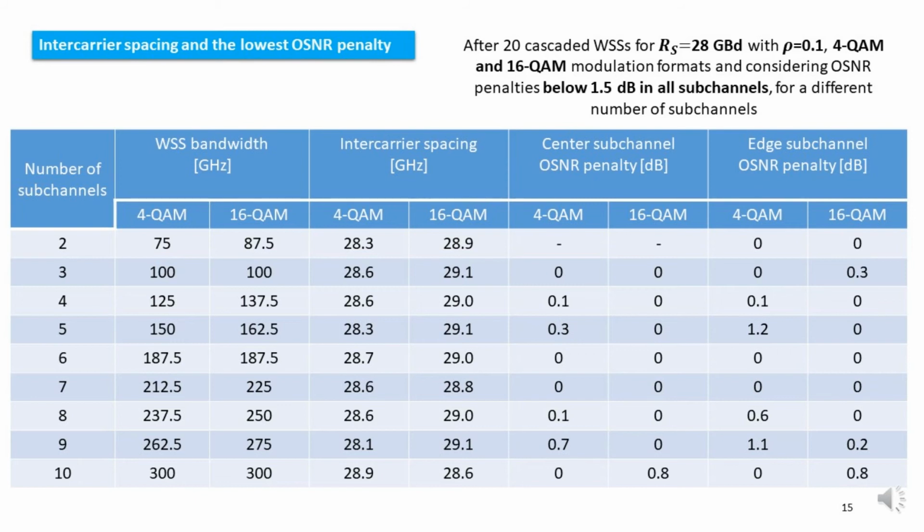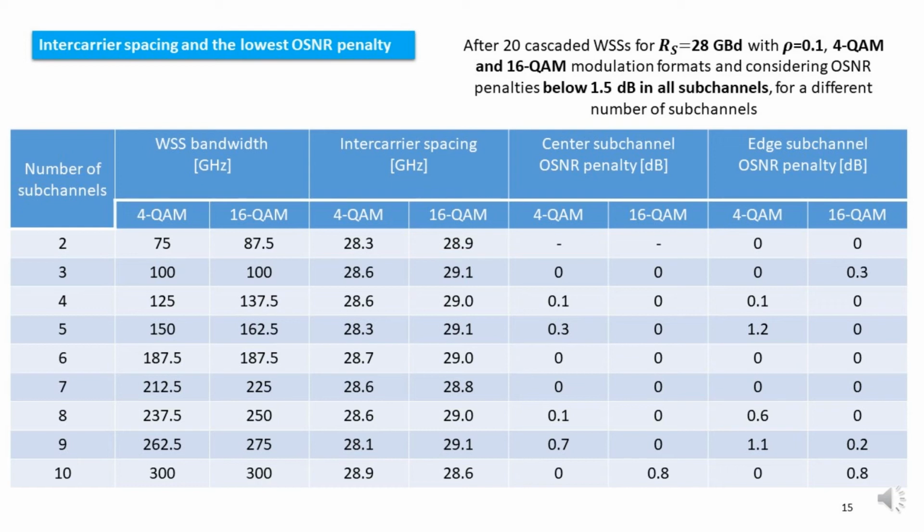This table shows the results for a symbol rate of 28 gigabaud for 4 QAM and 16 QAM modulation formats for a superchannel with 2 up to 10 subchannels. We see the columns with the number of subchannels, the WSS bandwidth, the intercarrier spacing, and the OSNR penalties in a center subchannel and in an edge subchannel. These are the optimum values for the bandwidth and intercarrier spacing.